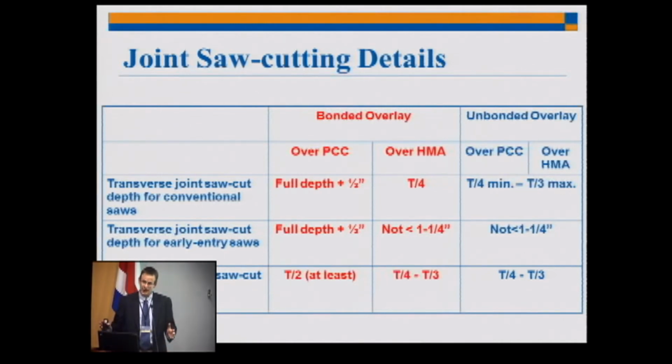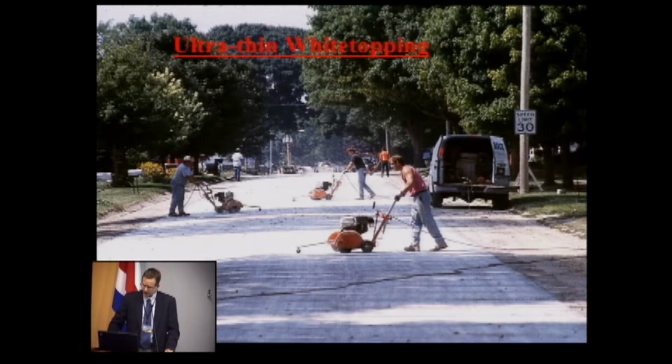In terms of joint cutting, it's fairly conventional. We use a lot of early entry saw cutting with no water. You don't want to cut too deep, but you need to cut deep enough so the crack propagates. And early entry saws have tended to work very well for HMA or concrete over HMA. This gives an example of a city street that was done with a bonded concrete overlay, and these are the early entry saws. These are dry blades, no water.